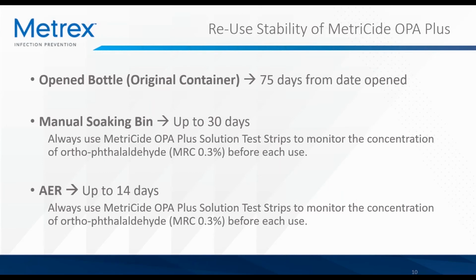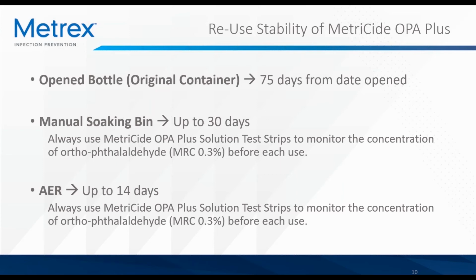Coming back to the reusability of Metricide OPA Plus, this was briefly mentioned earlier, but it's important to reiterate here the varying use periods of our product. Once you open Metricide OPA Plus, the solution in that bottle is good for 75 days after opening. If you pour out a portion of the bottle, the solution that remains in that original container is good for 75 days after opening, provided that you keep the bottle closed when not in use and store the bottle in ambient temperature. Solution that you pour out of the bottle then has a more limited reuse period, and this will depend on the type of usage for the solution.